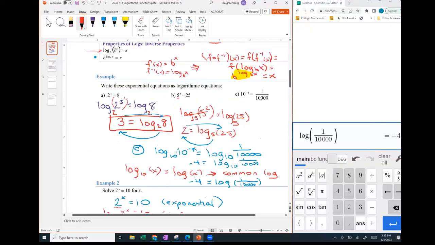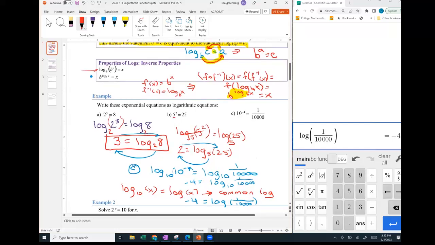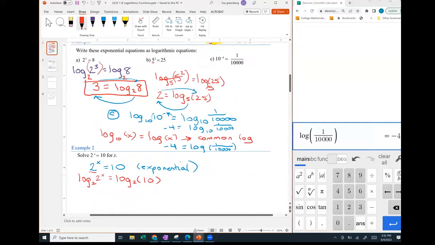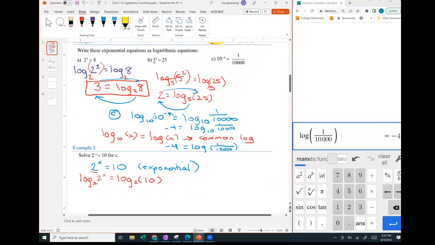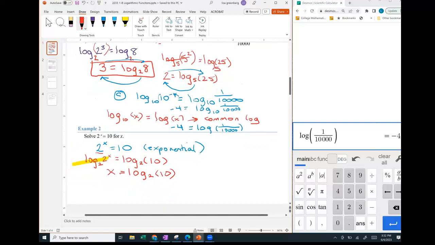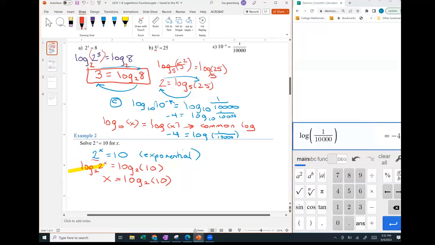According to my top formula, I can cancel this with this, and I end up with x equals log base 2 of 10. I cannot put that into the calculator. We need another formula called change of base formula, and we haven't learned it yet, so I'm not going to use it yet.